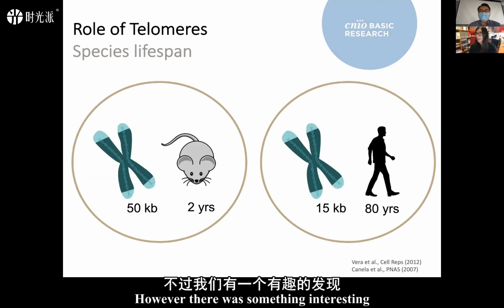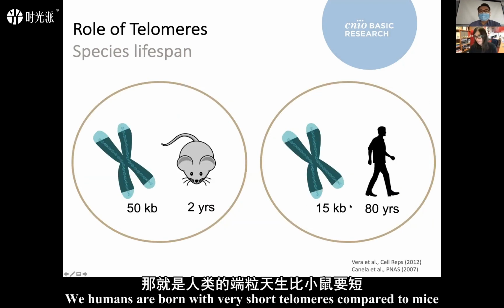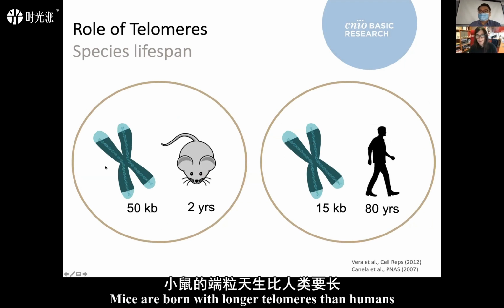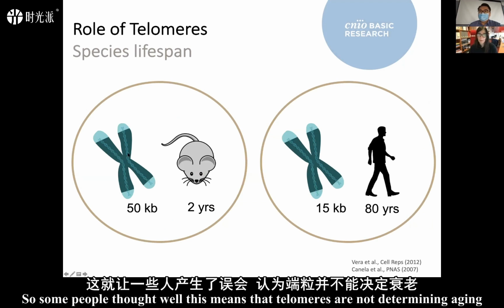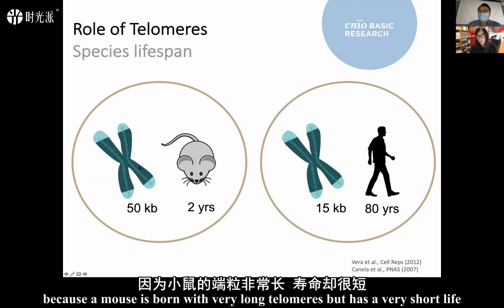However, there was something interesting. We humans are born with very short telomeres compared to mice. So mice are born with longer telomeres than humans, but we can live up to 80 years and a mouse can only live 2 years. So some people thought, well, this means that telomeres are not determining aging because a mouse is born with very long telomeres but has a very short life.